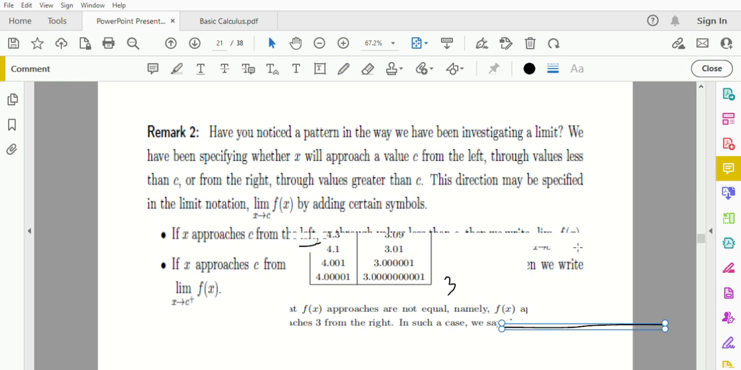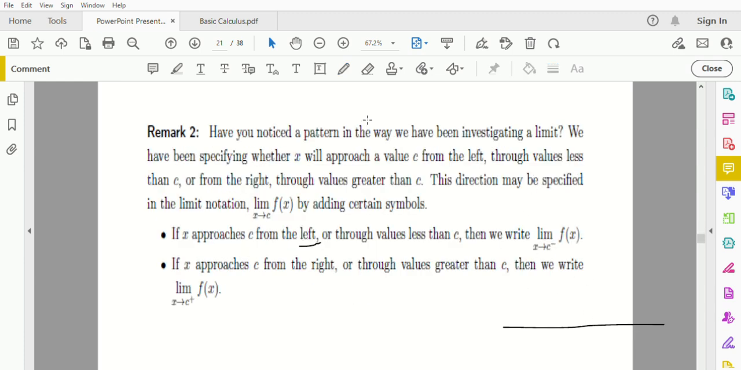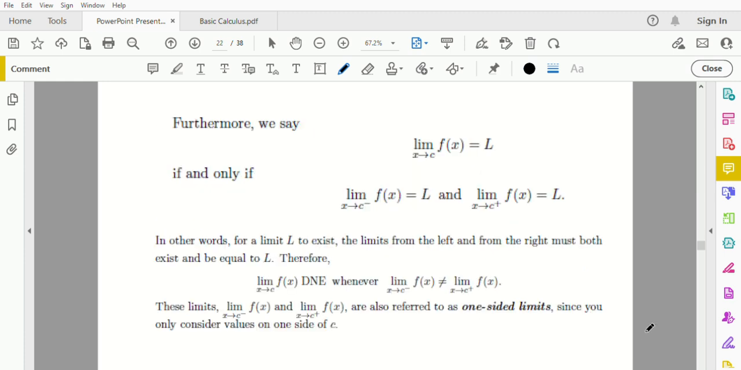Meaning, if we have c here, and it's c minus, the x is from the left of c. And if it's c plus, then of course the x's are from the right of c. So I hope it's clear. If it's minus, it's from the left of c, and if it's plus, it's from the right of c.